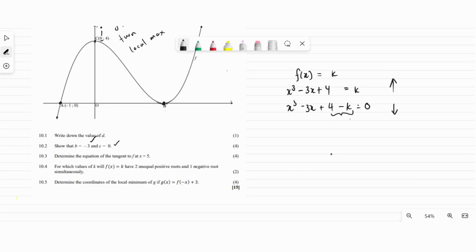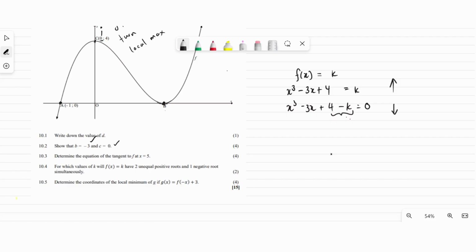So if I subtract by any value, like subtracting 2, negative 2, it's going to move the graph down. So k is moving the graph down because it's negative. I hope I'm making sense. They want, if you shift the graph down, 2 positive roots, 2 unequal roots, meaning we shouldn't have any turning point, and we also need 1 negative root simultaneously.